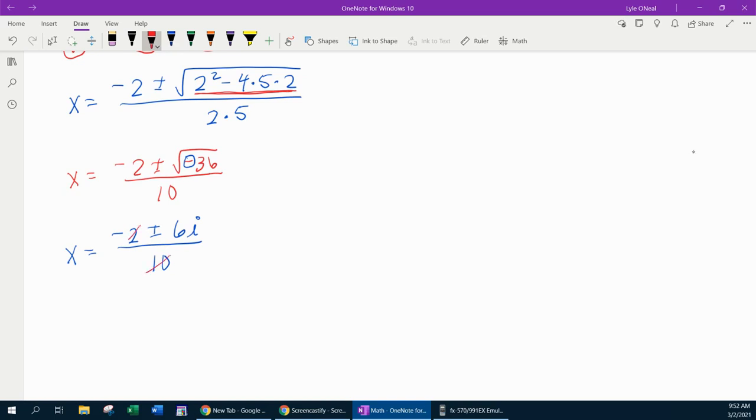So 2 goes into all three of these numbers, and I am going to write them in standard form of a complex number. So that's going to be negative 1/5. Remember, I divided by 2. 2 goes into 2 one time, 2 goes into 10 5 times. Negative 1/5 plus or minus 2 goes into 6 3 times, so that'll be 3/5 i. And that gets our complex solutions in standard form. And remember, there are two solutions there. There's the plus and the minus. Every quadratic has two solutions.